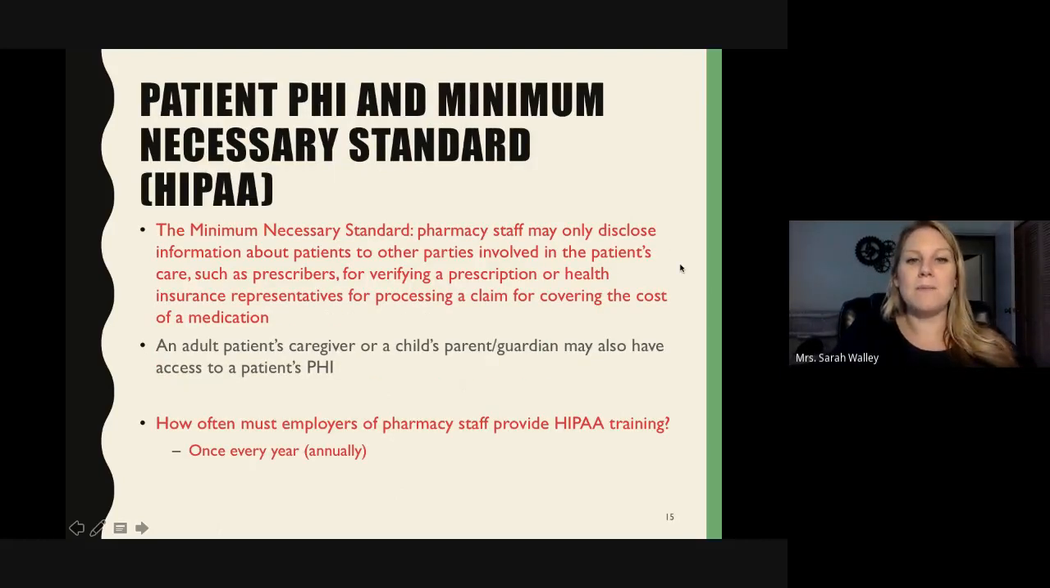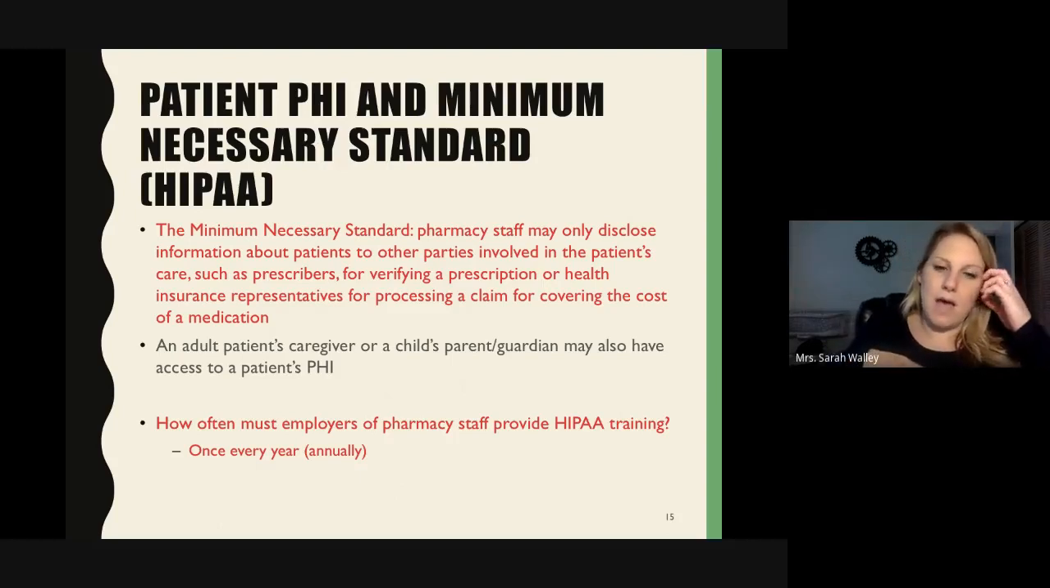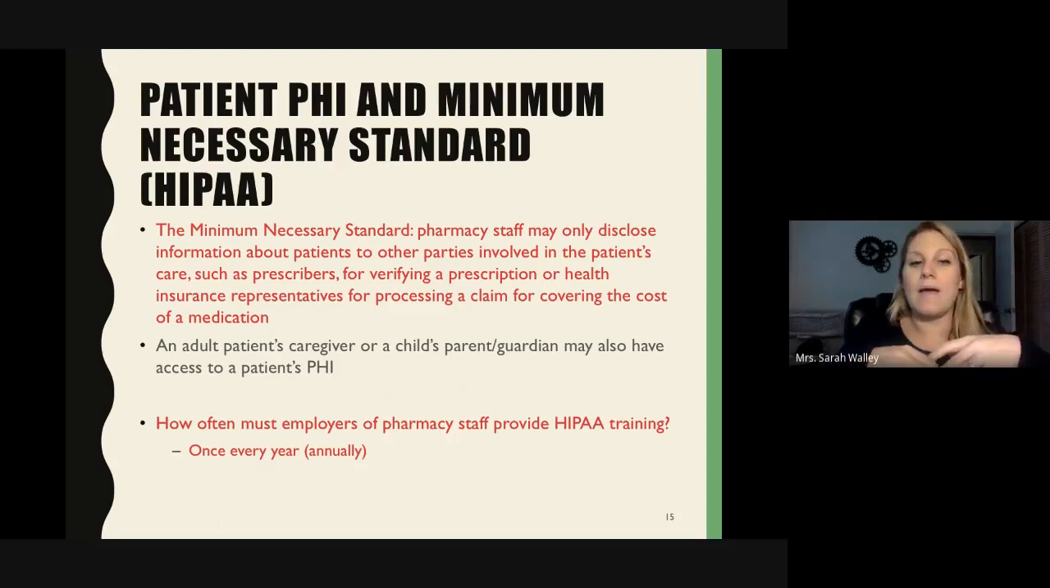Patient PHI and the minimum necessary standard. The minimum necessary standard is that pharmacy staff may only disclose information about patients to other parties involved in the patient's care, such as prescribers, which is like a doctor, for verifying a prescription, or health insurance representatives, for processing a claim covering the cost of medication. And then an adult patient's caregiver or a child's parent or guardian may also have access to that PHI.